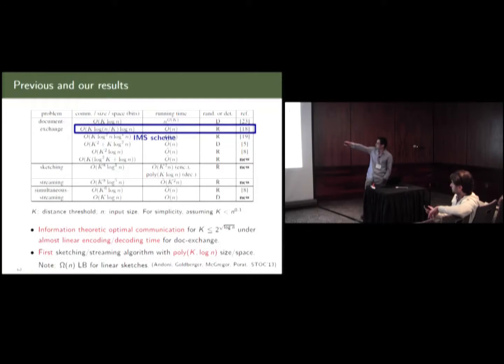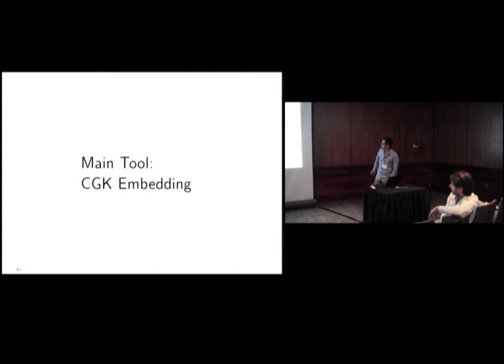Okay. So I want to highlight this result because we are going to use this as a black box. We named this IMS scheme, named after the initials of the authors' last names. So just remember this bound. We are going to use this as a black box. Before talking about our results, we want to first introduce our main tool.